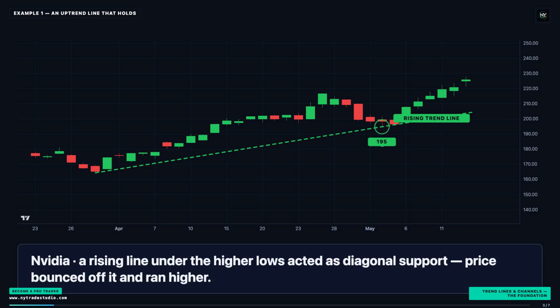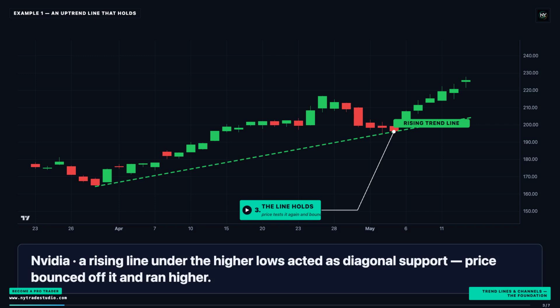But remember the rule, 2 points only draw the line. We need a 3rd touch to trust it. So watch what happens right after. Price dips back down to the line one more time, touches it, and immediately bounces. That is the 3rd touch, and it is the confirmation. The line is real, buyers are defending it, and now we can lean on it.